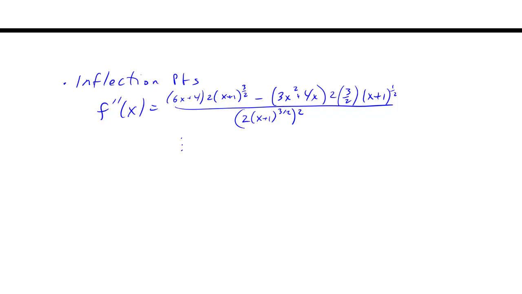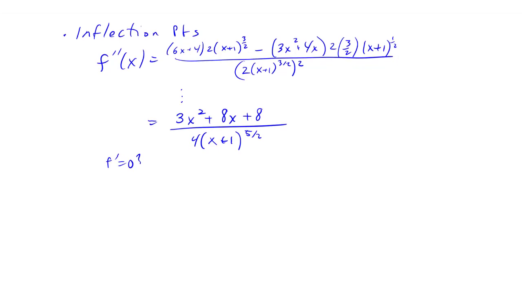Just for the sake of time, I'm going to skip some of the steps in the simplification here. Don't worry, it's not the nicest of problems, but just realize that if you were to simplify this, you could get this down to (3x squared + 8x + 8) over 4 times (x + 1)^(5/2). Again, we'd be looking to see where the second derivative is 0, or where the second derivative is undefined.